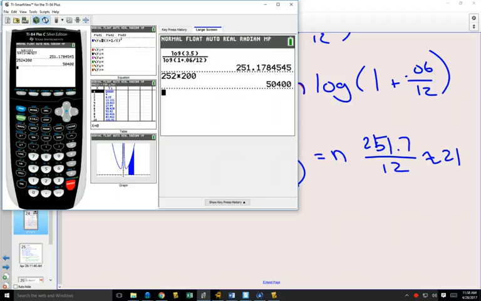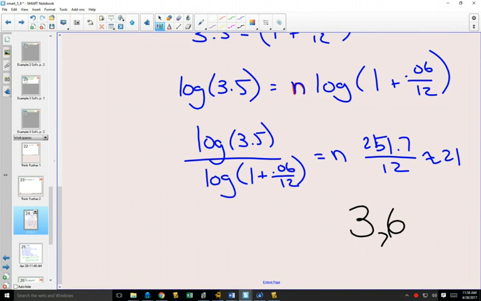Questions you can do for this one are 3 and 6.